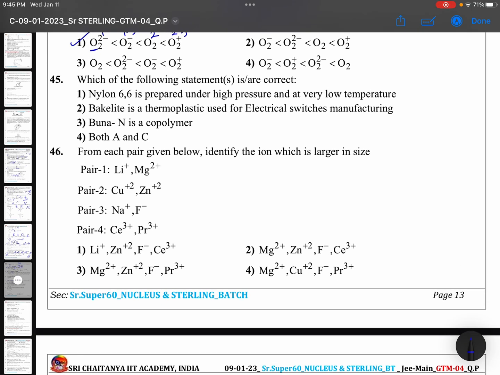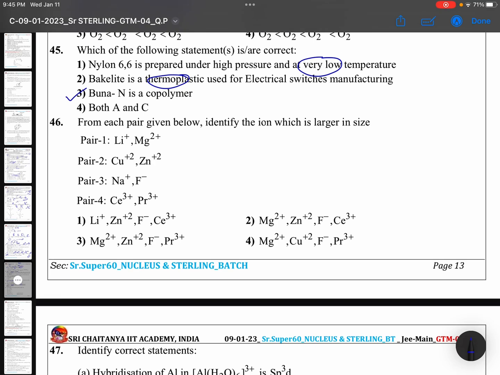Which of the following statements is/are correct? Bakelite is a thermoplastic used for electrical switches manufacturing. It is not thermoplastic. Nylon 66 is prepared under high pressure. This is not correct. Buna N is a copolymer. It is right. So option 3 only.